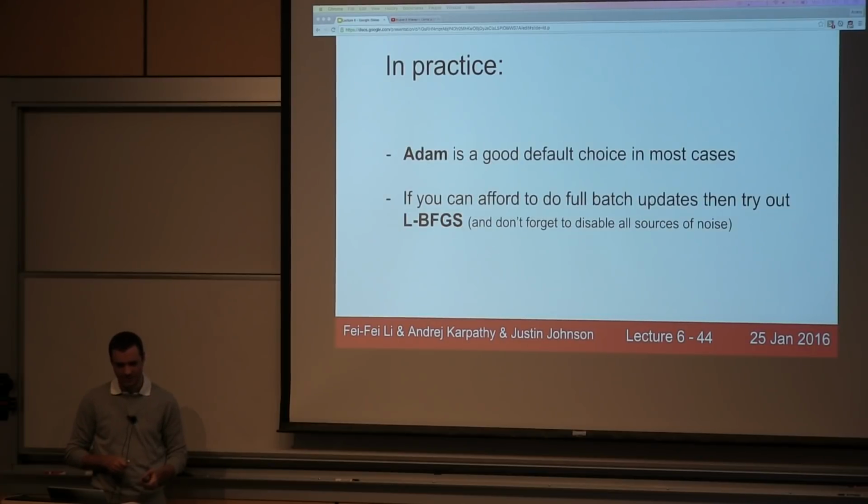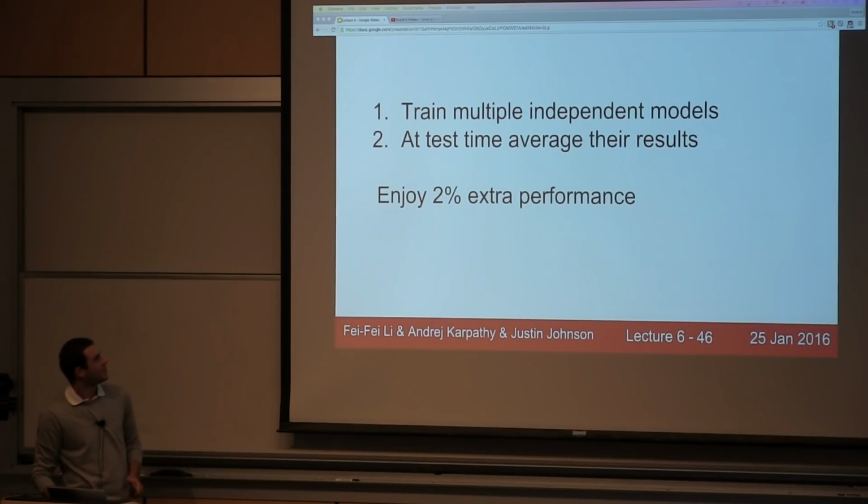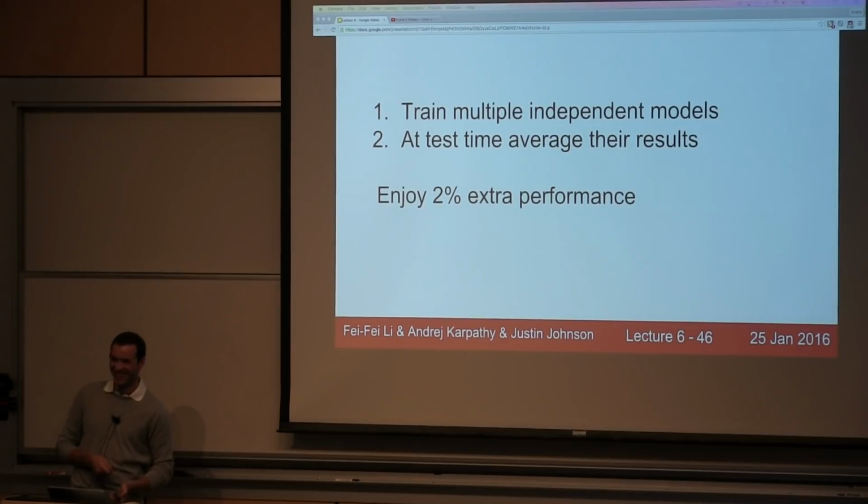All right, cool. Okay, so we're going to go into model ensembles. I just very briefly would like to talk about it because it's quite simple. Turns out that if you train multiple independent models on your training data, instead of just a single one, and then you average their results at test time, you always get 2% extra performance. Okay, so this is not really a theoretical result here. It's kind of like an Andrej result, but just in practice, this is a good thing to do. Almost always works better.